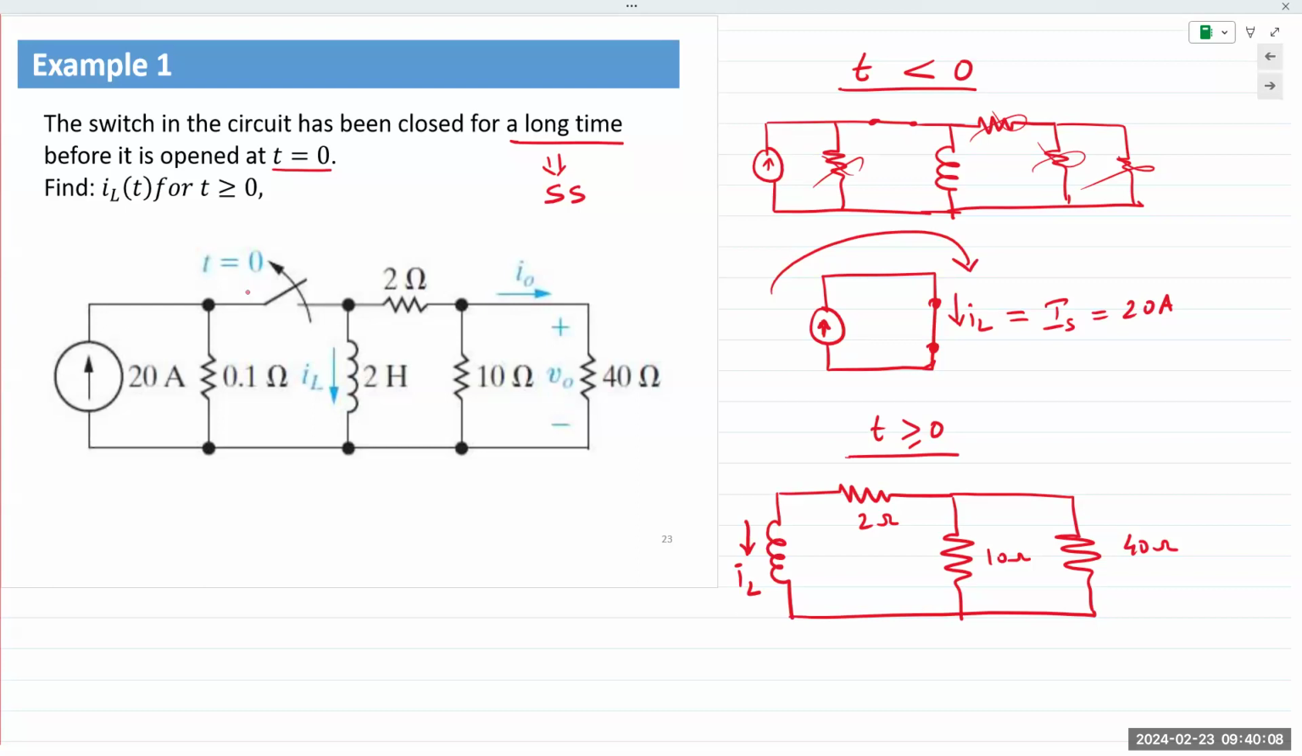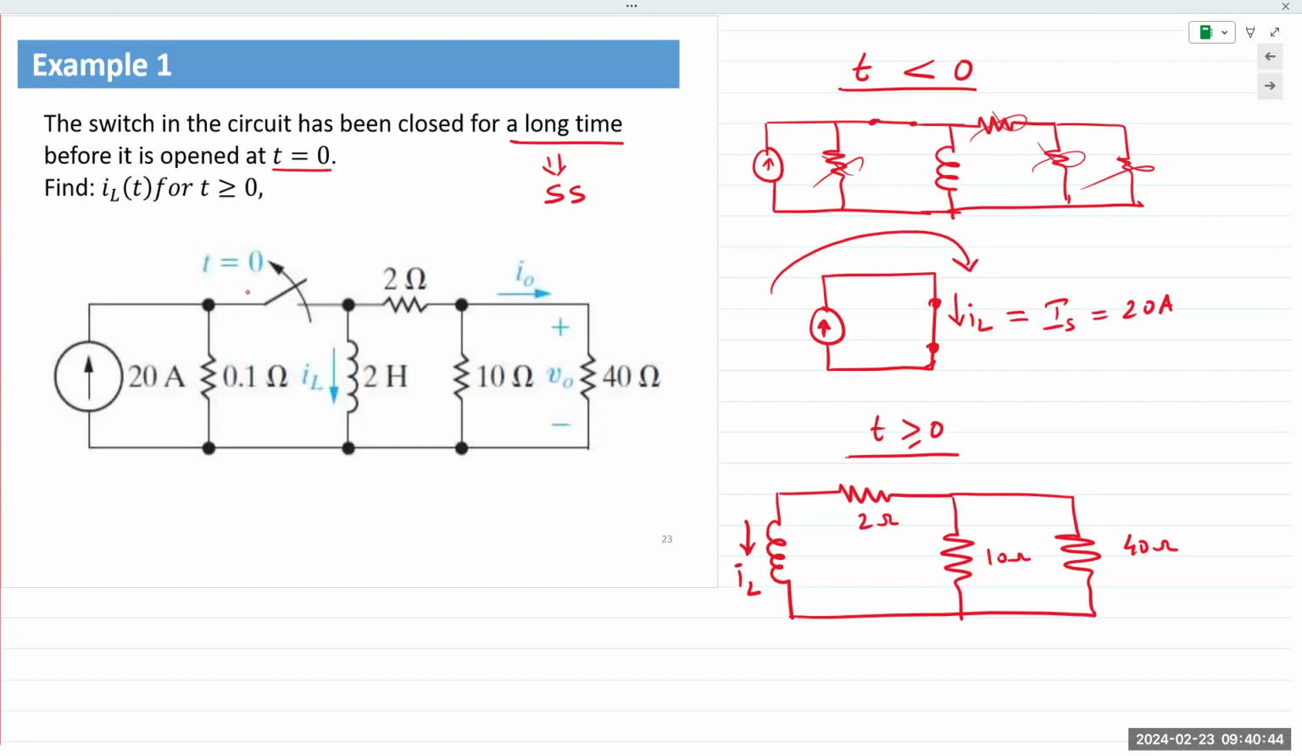So it's a natural response problem. Which resistor is it using to discharge? Simple question. It's either 2 ohms, 10 ohms, or 40 ohms. All of them. Discharges through all of them. If it's present in the circuit, then it's part of the circuit. The inductor discharges through all of them.